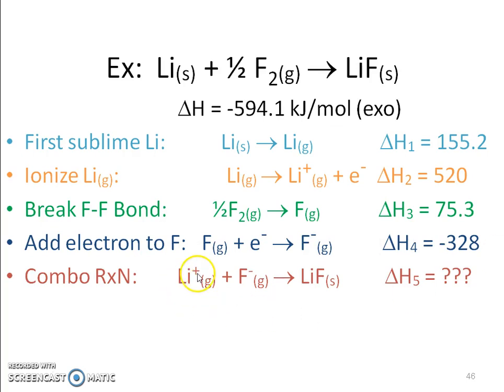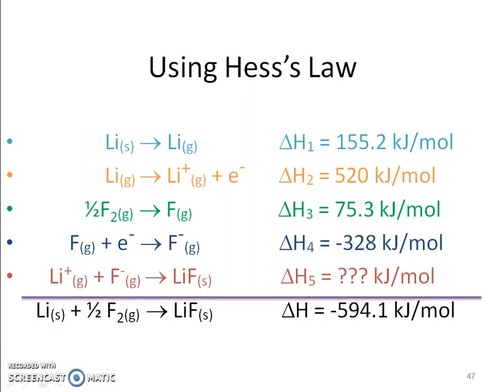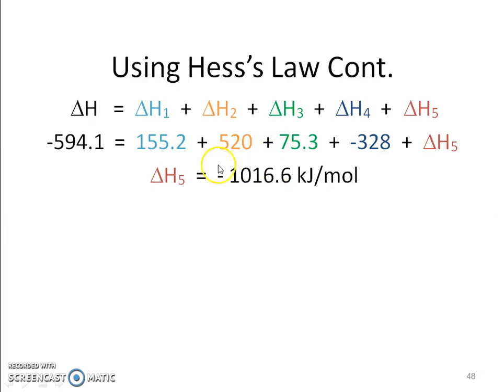Then, of course, the Li plus gas plus the F negative gas yields LiF solid. This is what we really don't know. We don't know how much energy that takes, right? Because these gas ions, they're not easy to come by. But now, remember, this is the opposite of lattice energy. Lattice energy is this breaking apart into ions. But we're going to go with making the solid first. Using Hess's law, there's our X, that delta H5. So again, plugging and chugging.